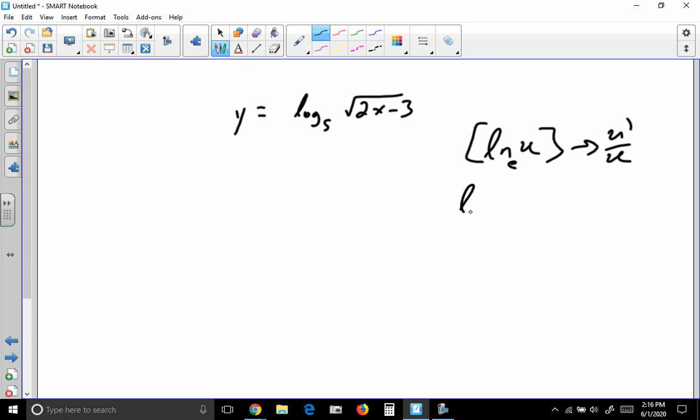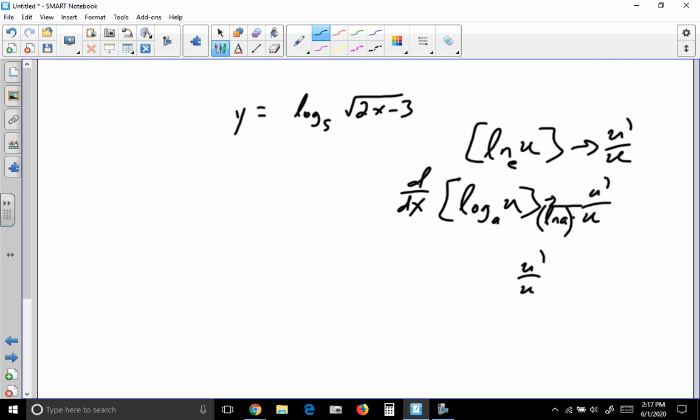Well, if we take the derivative of log base a of u with respect to x, then we're going to have u prime on top, u on bottom, just like with natural log, but we're going to have a natural log of a on bottom, a being our base. So several ways we could write it. Sometimes you see it u prime over u times 1 over ln of a.